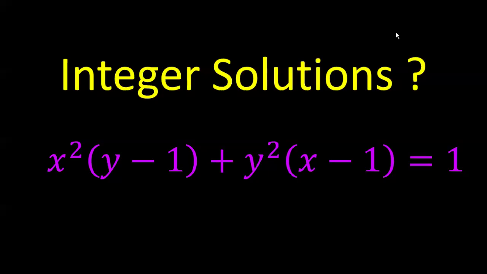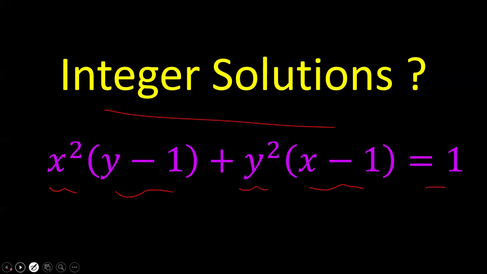So hello guys, in this video we are going to solve this problem. It is given that we have to find the integral solution of this equation, and the equation is x square times (y minus 1) plus y square times (x minus 1) is equal to 1. So we have to find the integral solution of this equation. Let's see how we can solve this.